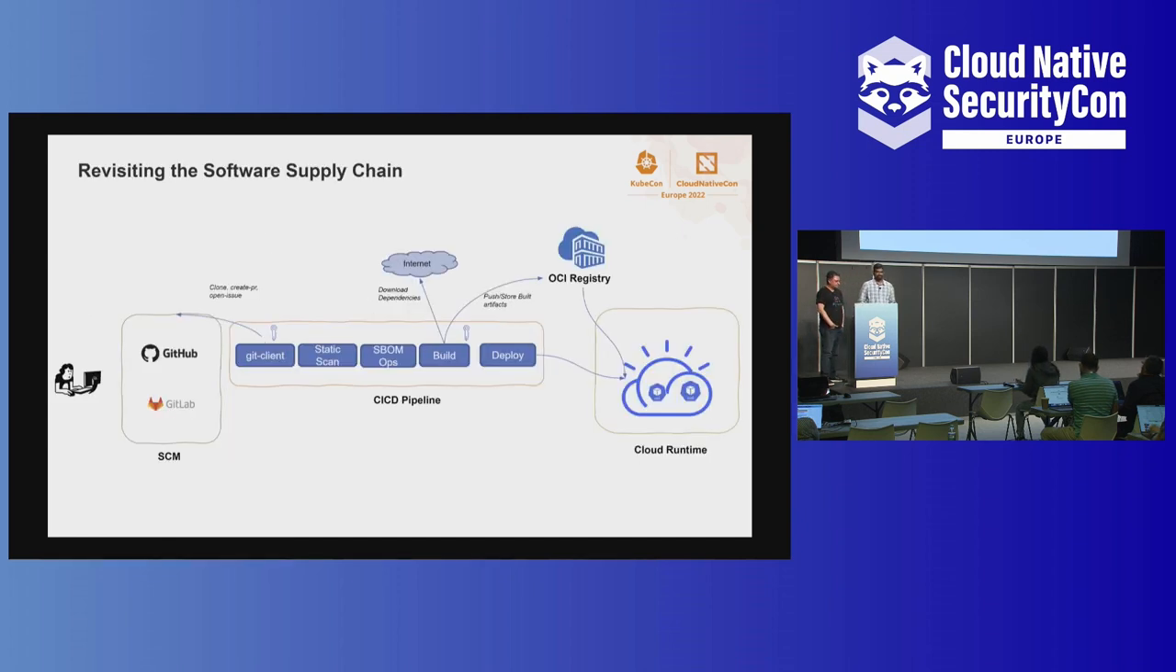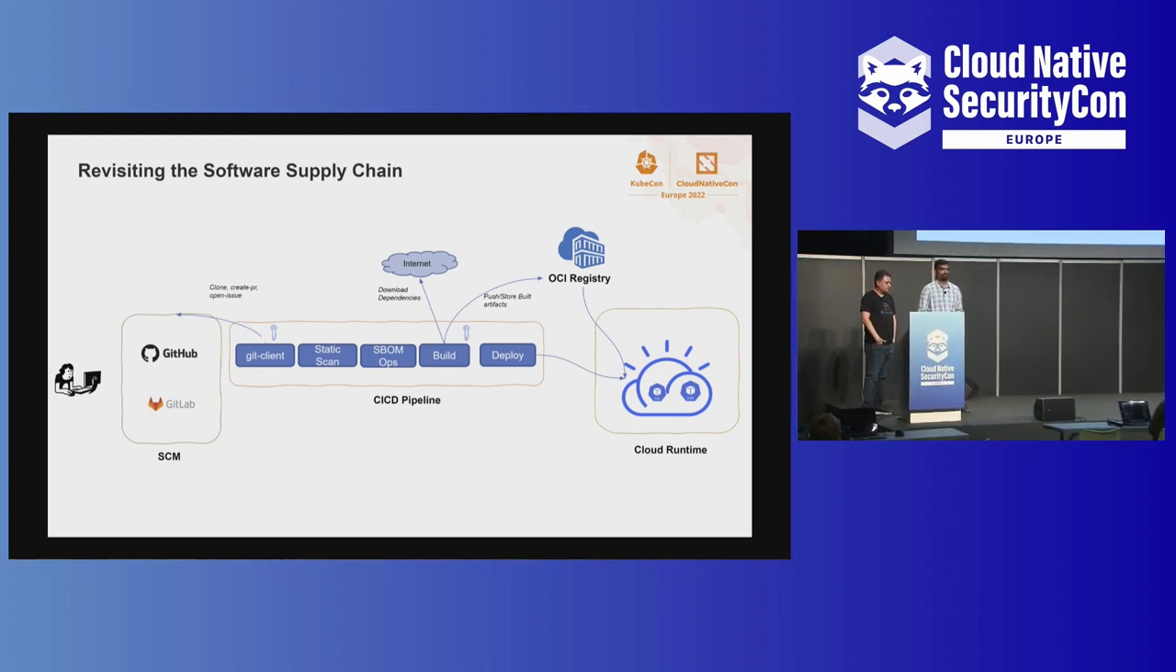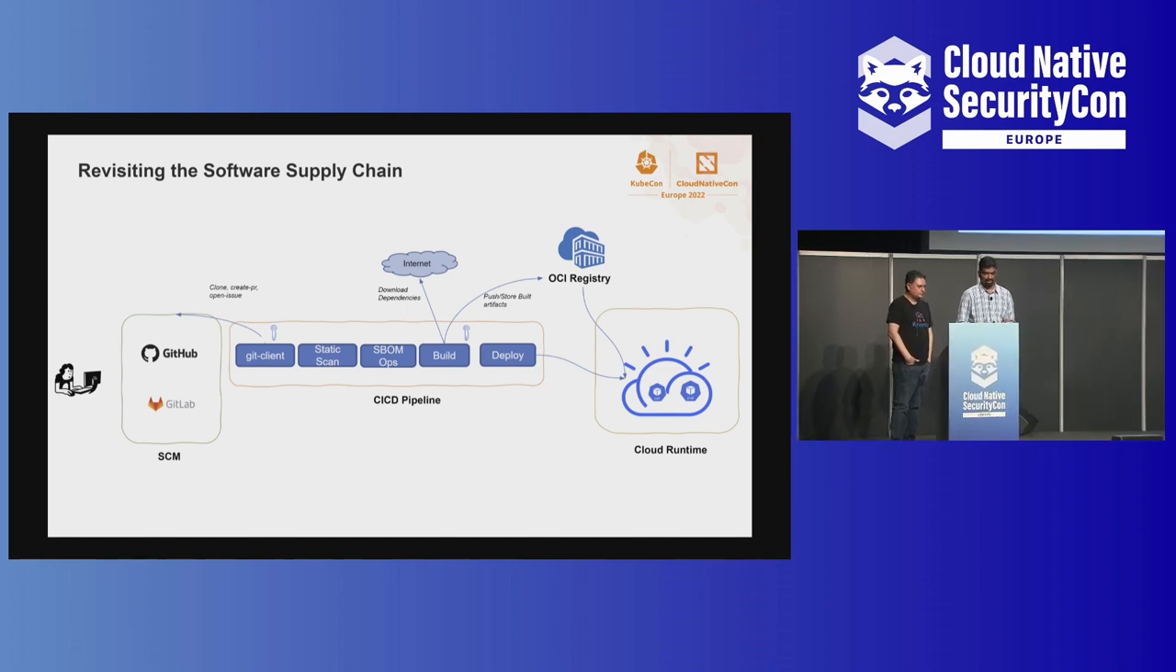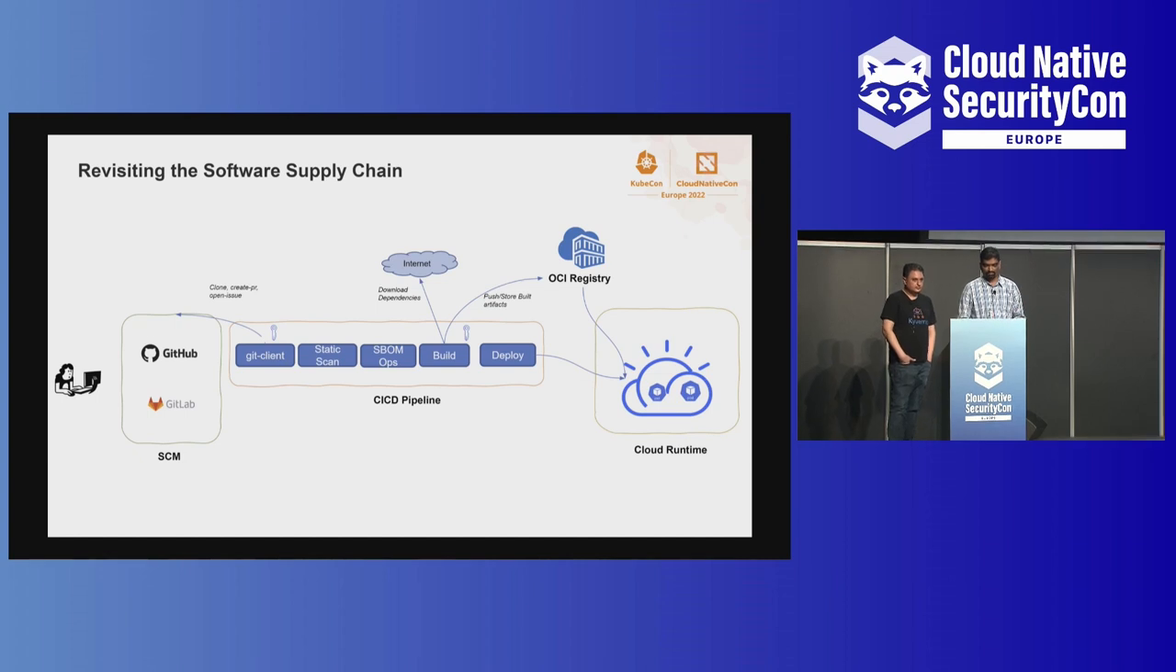So why are we talking about security? If we revisit our software supply chain, it starts with the developer writing code and pushing it to source control systems like GitHub or GitLab, which then eventually triggers our CI/CD. In the CI pipeline specifically, we run multiple DevSecOps checks: we have Git client, we run some static scan, we generate SBOM, we build our artifact, and finally we push them. Then we push and deploy our application on the runtime.